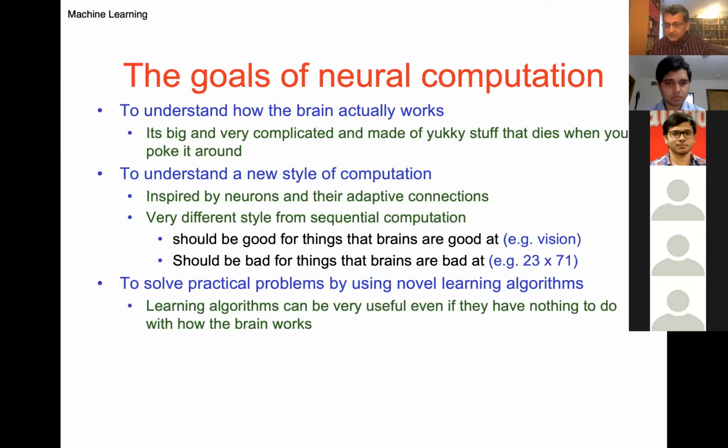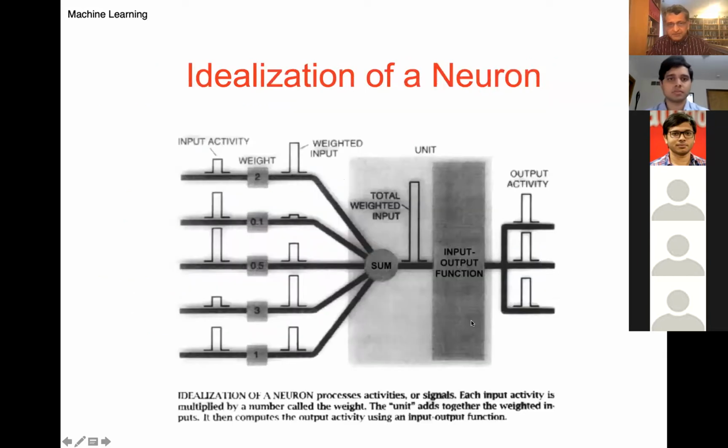And it seems like neural networks are the solution to that kind of problem, which is brain-like, and to solve practical problems by using novel learning algorithms. Learning algorithms can be very useful even if they have nothing to do with how the brain works. Okay. This is also from that 30-year-old Scientific American article.